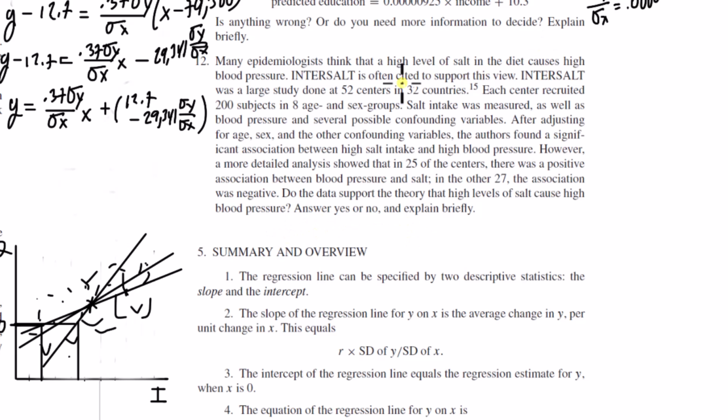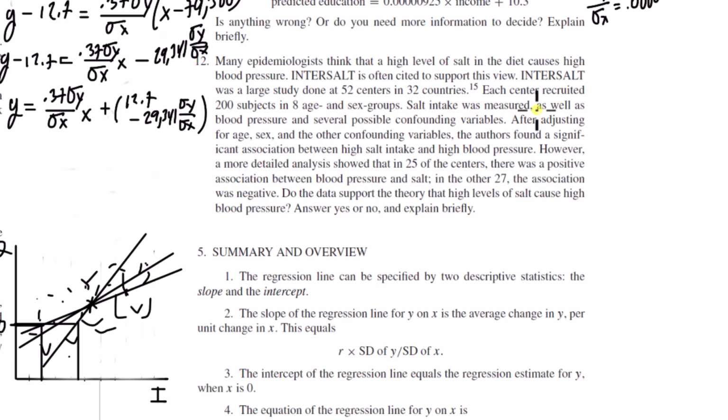Okay, so let's go through this again. Many epidemiologists think that a high level of salt in the diet causes high blood pressure, and Intersalt agrees with this based on their study here. So you have 52 centers in 32 countries. Each center recruited 200 subjects in these 8 different age and sex groups. Okay, 200's a lot across these 52 centers in 32 countries. That's pretty spread out. Then you have these different age groups and sex groups.